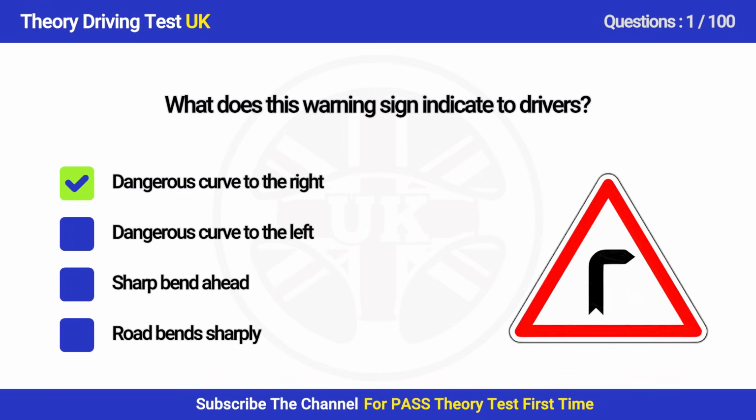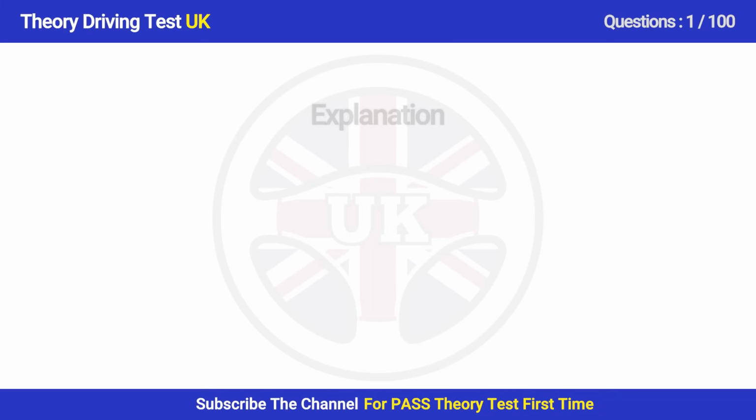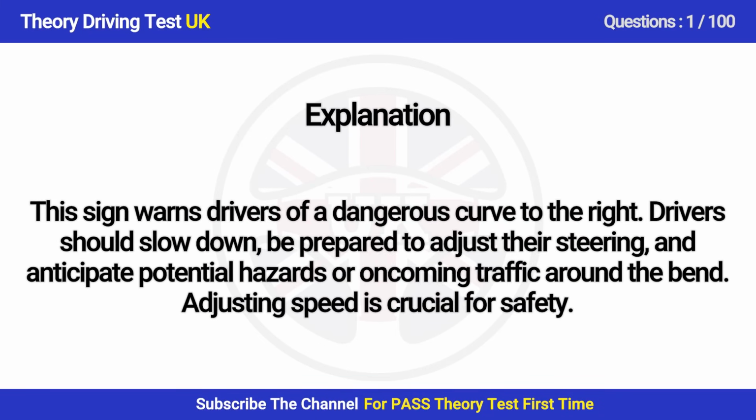Answer is A. Dangerous curve to the right. This sign warns drivers of a dangerous curve to the right. Drivers should slow down, be prepared to adjust their steering, and anticipate potential hazards or oncoming traffic around the bend. Adjusting speed is crucial for safety.